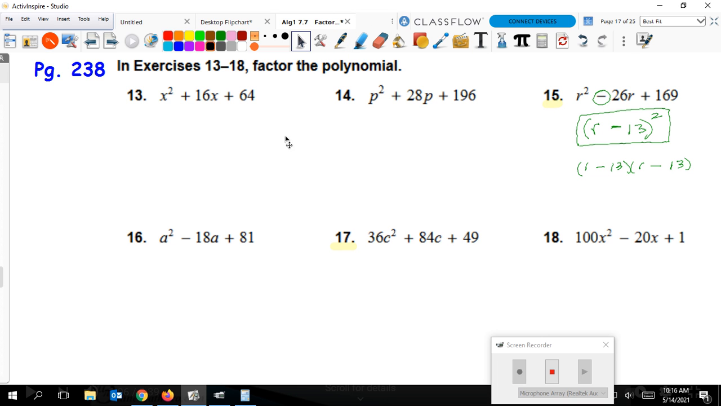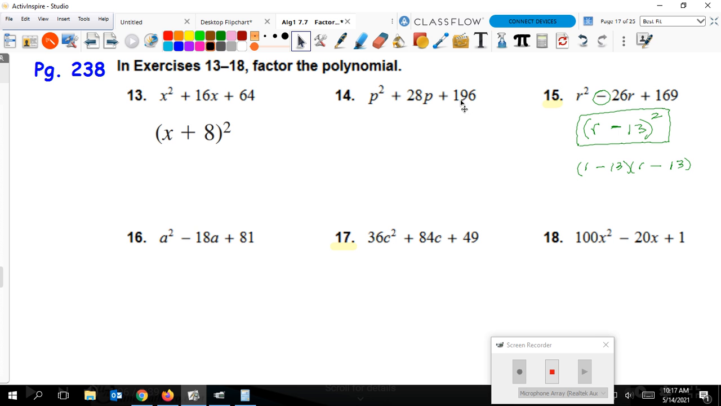All right, so hopefully you have answers now for 13, 14, and 16. So for 13, you have 8 times 8 is 64, 8 plus 8. So 8's your special number there, so it's going to be an x plus 8 in the binomial. The middle sign here has got to be plus. So that's our answer for this one.